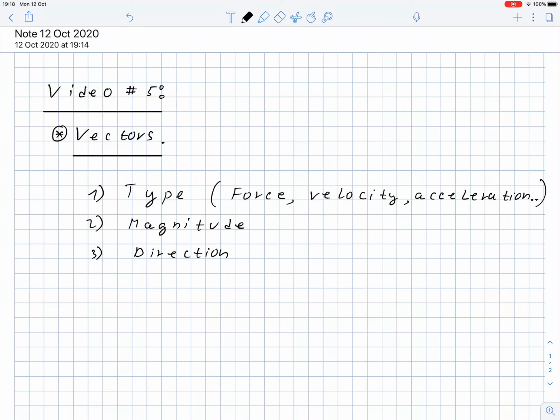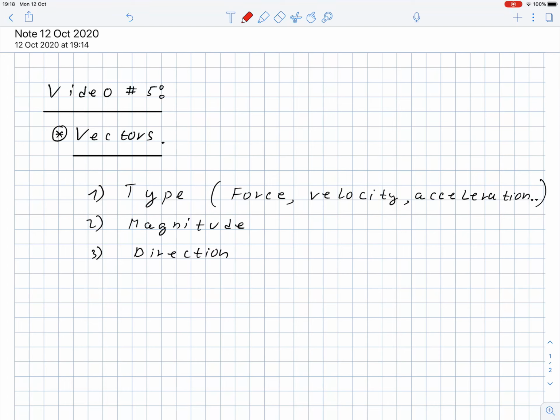In this video we are going to discuss vectors. Now, vectors are objects that have, one, a type, which will give us information about the type of a vector, for example force, velocity, acceleration, etc. The second piece of information is a magnitude, how strong this vector is. And the third is a direction.